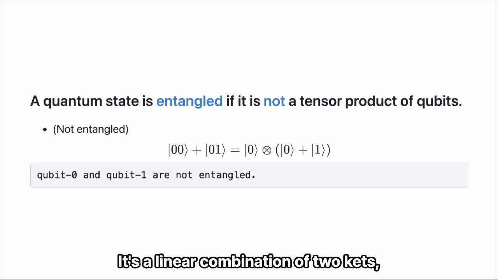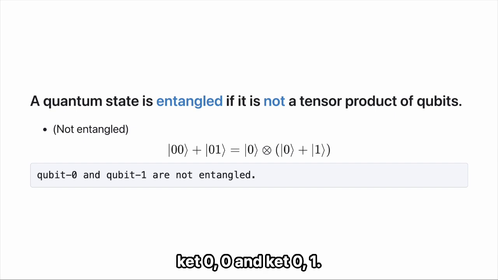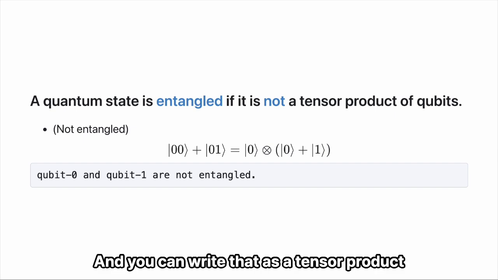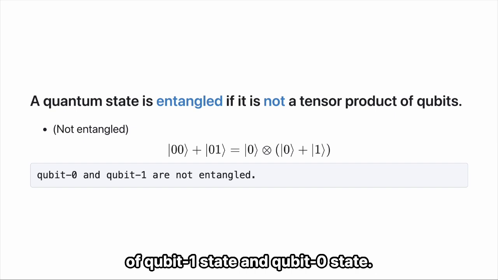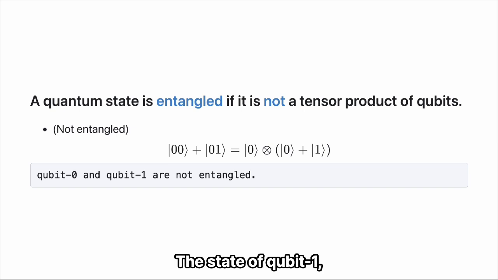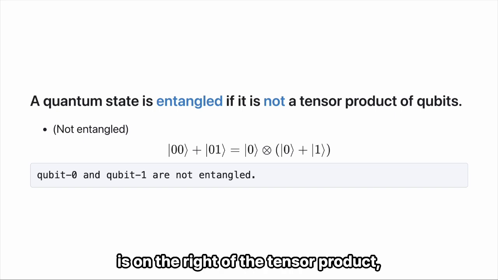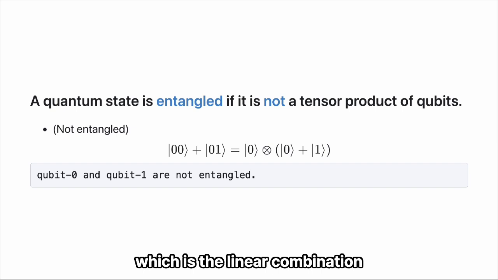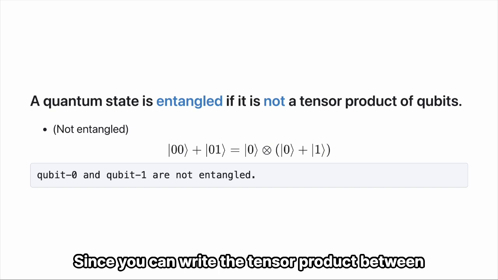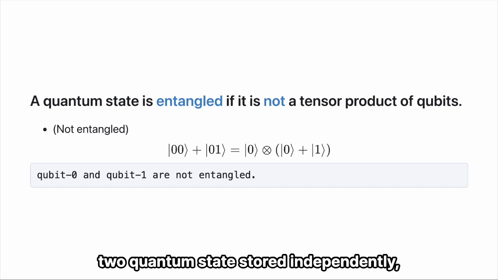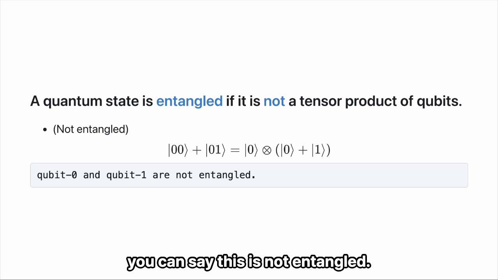It's a linear combination of two cats, cat 00 and cat 01. And you can write that as a tensor product of the qubit 1 state and the qubit 0 state. The state of qubit 1, which is on the left, is cat 0, and the quantum state of qubit 0 is on the right of the tensor product, which is the linear combination of cat 0 and cat 1. Since you can write a tensor product between two quantum states stored independently, you can say this is not entangled.